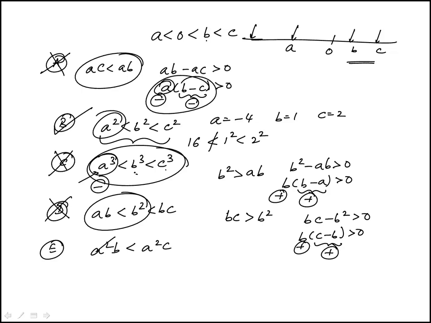Now here, I can divide both sides by a squared because I know for sure a squared is positive, and we are given this condition. So that also holds true, which means that's out. So the answer, to recap, is B.